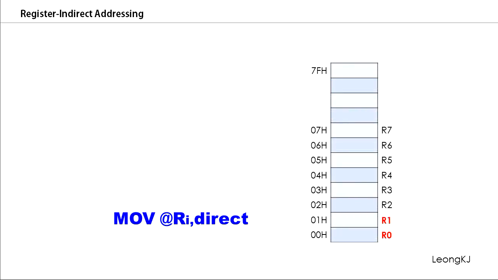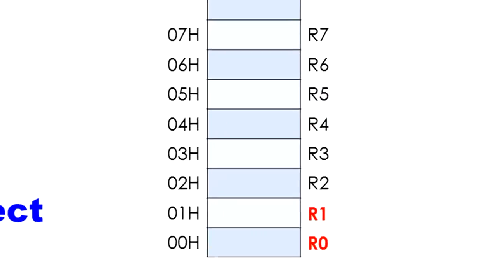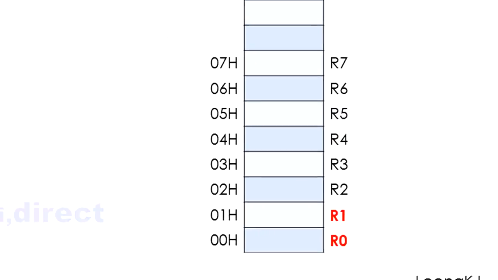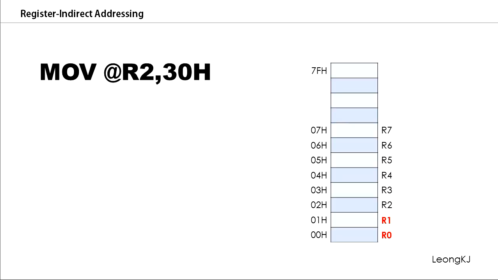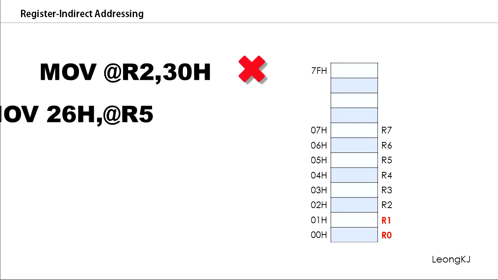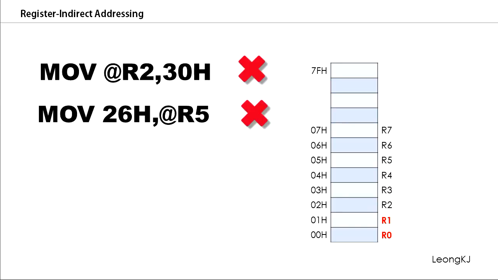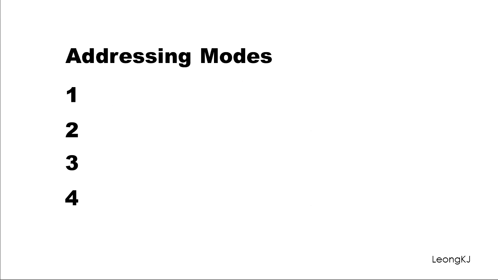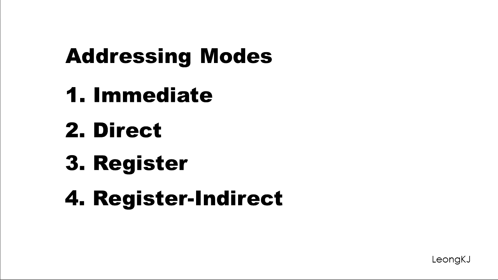For register indirect addressing, only R0 and R1 can be used. This instruction is wrong. This is wrong too. We have completed 4 addressing modes. There are other addressing modes which are not covered here.